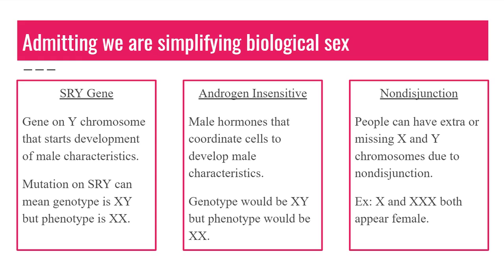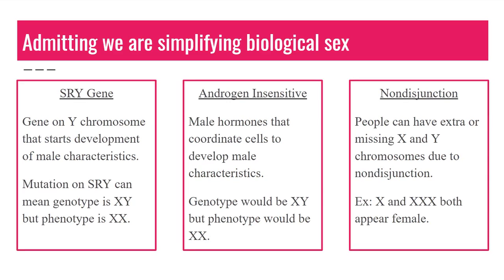Now, what can happen, since it's just one gene, is that if an individual has a mutation on the SRY gene, that means that if you were to look at their karyotype, they would be XY, but their phenotype, everything biologically about them, would be XX. So we see how there can be that sort of inconsistency between what we see in terms of chromosomes and what we see in terms of phenotype.